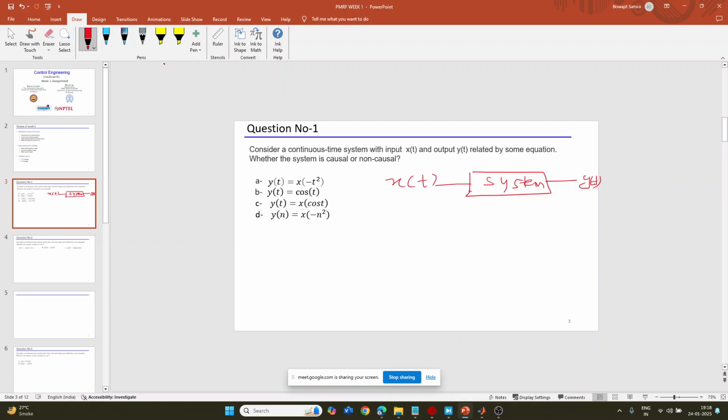Now let me define a causal system. What do you mean by a causal system? Causal system means that whatever the output is, it depends on the present input or on the past input, at any particular time.